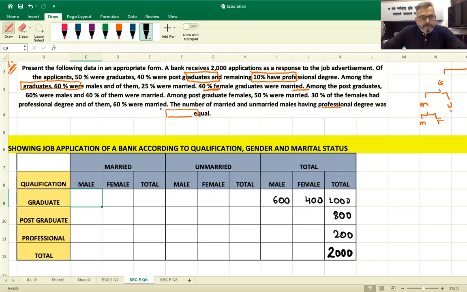Then, 60% were male, and of them 25% were married. So 25% of the 600 males were married. So 25% of 600 is 150.